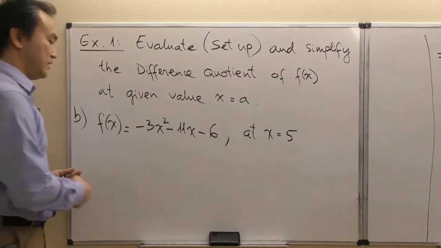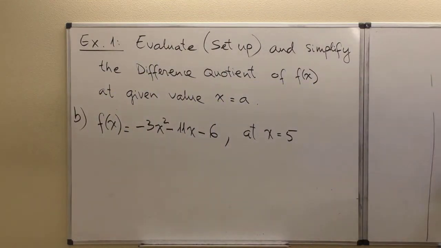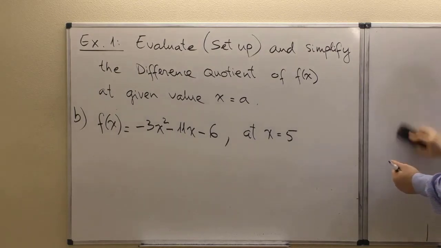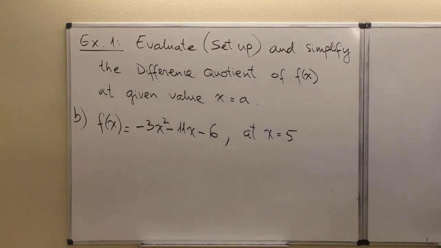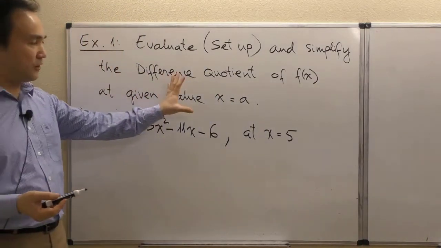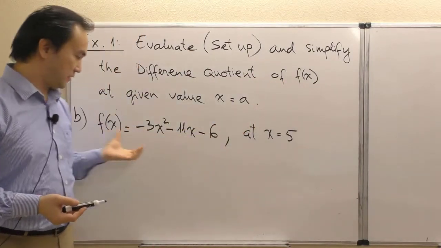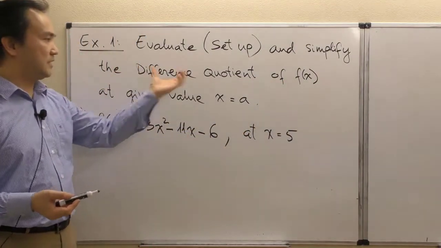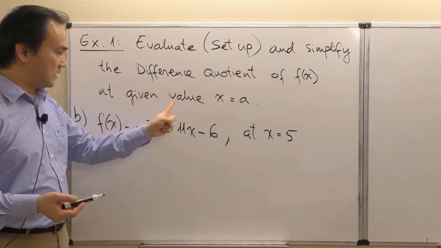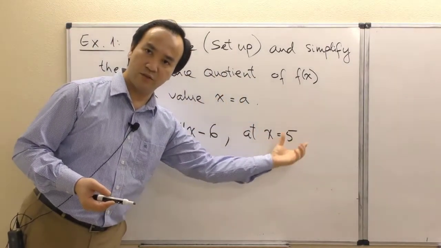All right. So now I'm going to need a lot of space here, so let me erase my board. Okay. So the starting step again. I'm looking for the difference quotient of the function. The function f of x is given here. The difference quotient of f of x at the given value x equals a. A is 5. X equals 5.